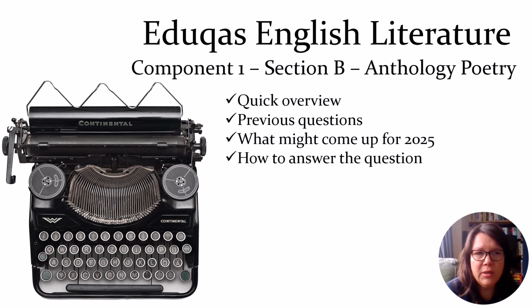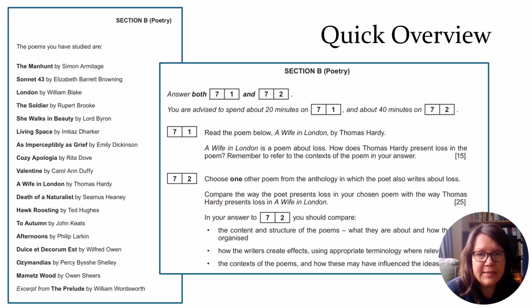We're going to have a look at some of the previous questions, what I think might come up in 2025, and then how to answer the 2 questions that you get. So as a reminder, on the exam paper, you get the following information. You get the list of all of the poems that you've studied and who wrote them. So that's really useful for you to refer to when you're choosing your comparison poem for the second question.